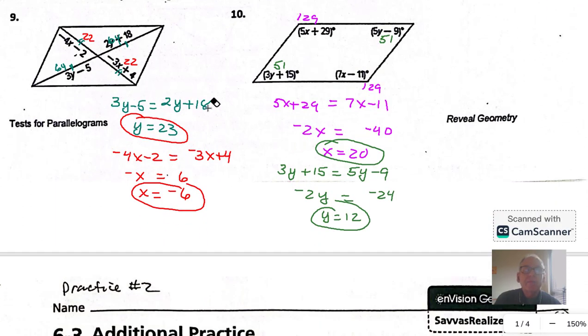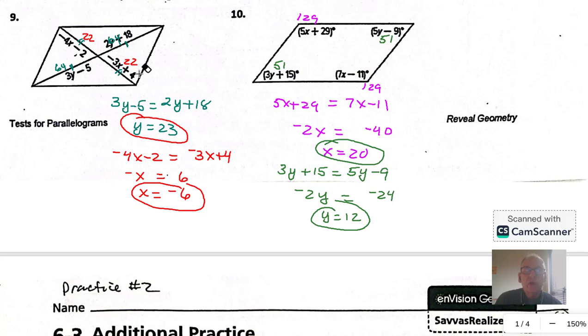Number nine, if diagonals bisect, we have a parallelogram. So if this is a parallelogram, then if we solve for the y's that make these two segments congruent, we get for y equals 23, the length is 64. And if we set the x parts equal to each other, we find out for x equals -6, each one of these comes out to be 22.